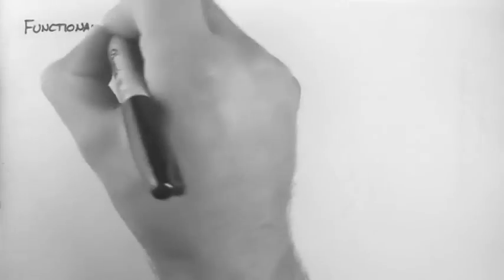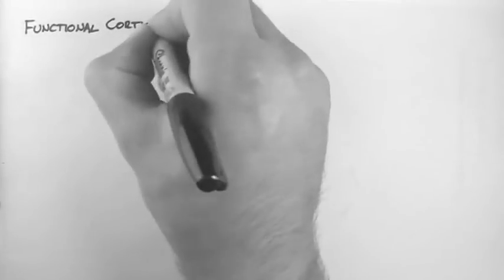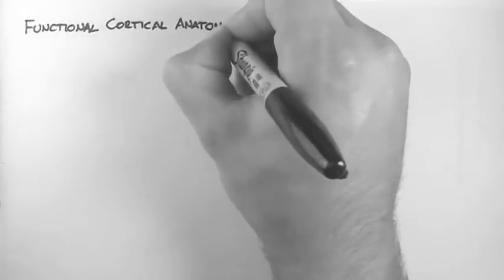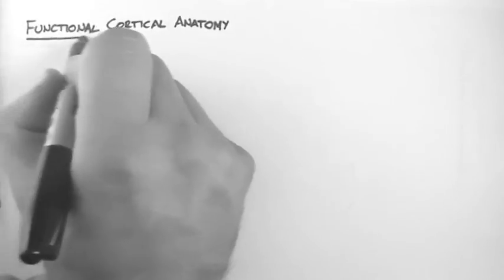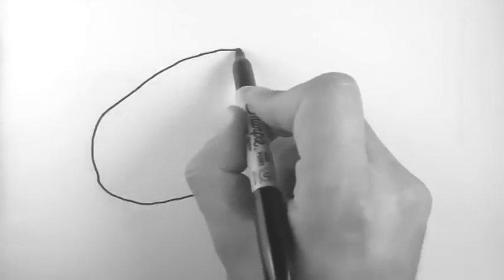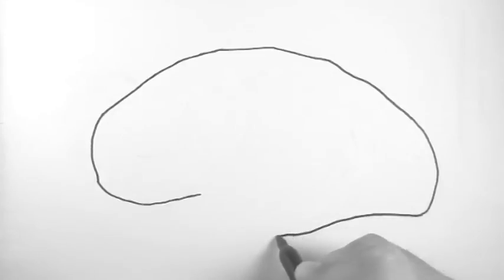Hi, in this video, I'm going to be talking about functional cortical anatomy. And we're going to be having a look at the brain from the lateral surface. So first of all, I'll draw up the brain. So I'm going to use Brodmann areas to describe the functional anatomy of the brain.